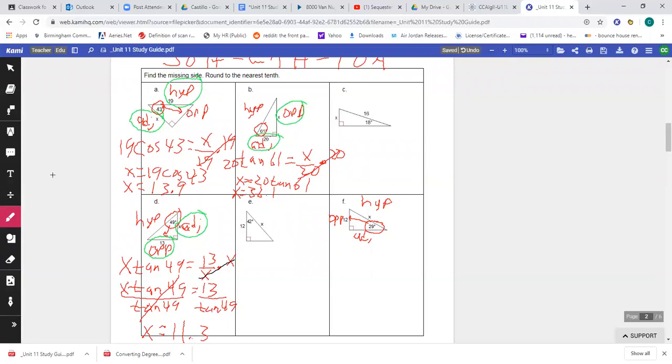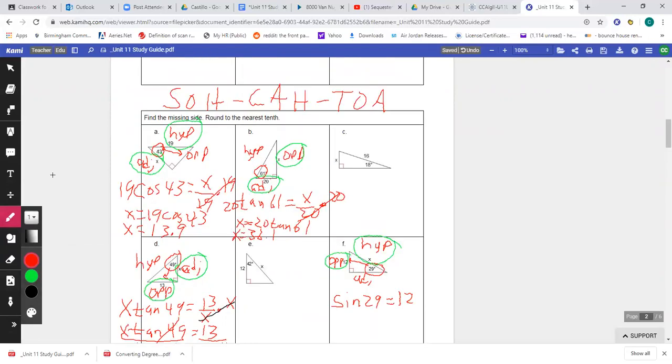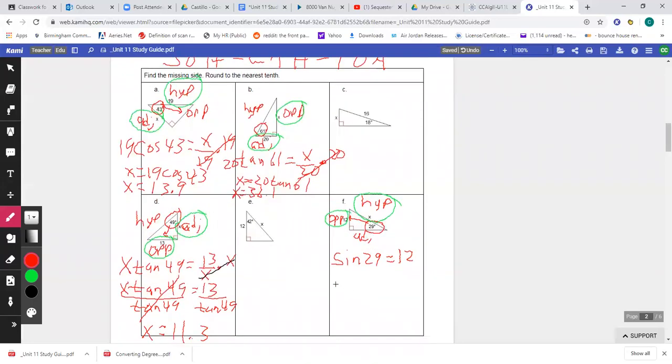Okay, so we're going to do sine of 29. The opposite is 12. So once again, why sine? Because look, they give us the opposite and they want the hypotenuse. So if we go to our Sohcahtoa, we look for opposite and hypotenuse, the O and the H. The O and the H belong with the S, so we're using sine. So sine 29 is equal to 12 over x.